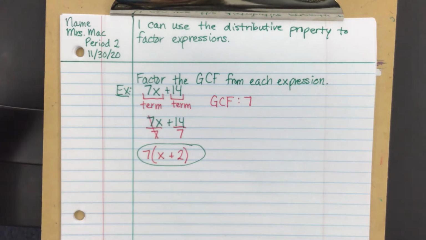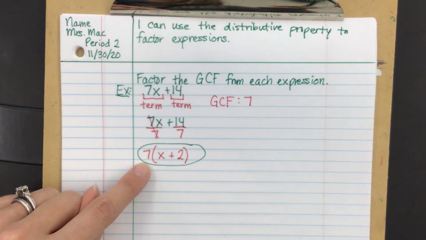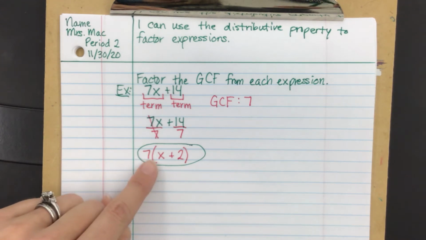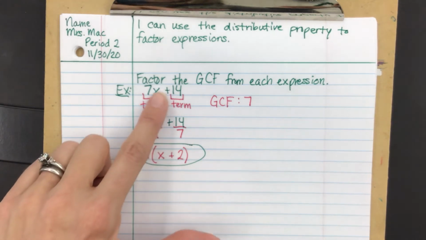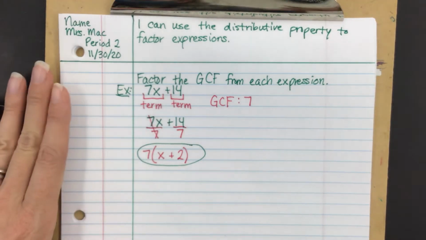Now you can check your answer by then distributing out the 7. So if I did that, I would get 7x plus 14, which is this. So you know you did it correctly, okay?